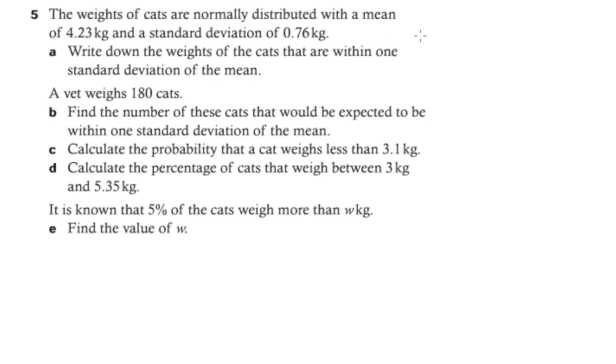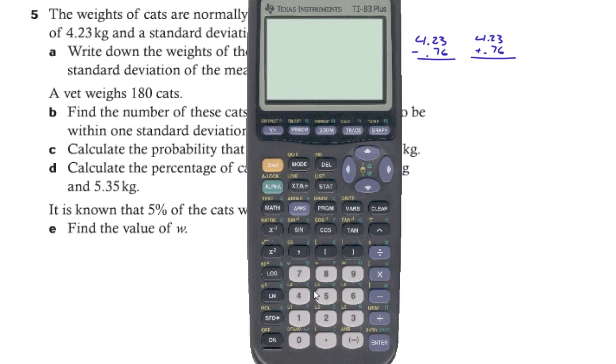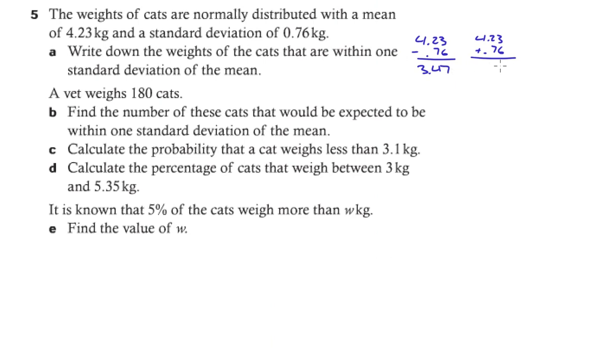Okay, so if we're just writing down the weights of the cats, we're going to start with 4.23, and then if we go down one standard deviation, we subtract 0.76, and to go up one, we add 0.76. Okay, so let's calculate those so I don't mess them up. 4.23 minus 0.76 gives us 3.47. And then this one here is going to be 4.99, right?